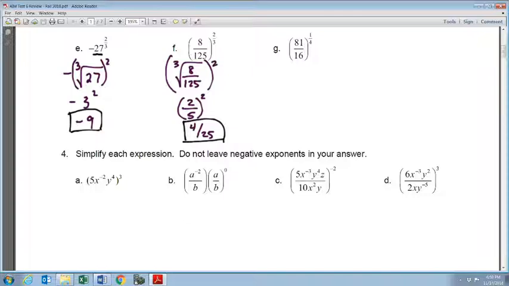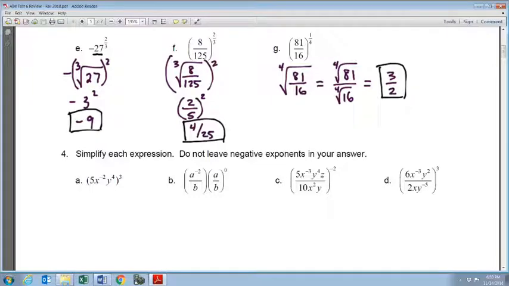So letter E, F, G, let's see, letter G is going to be a 4th root of 81 over 16. Now, you can solve it just like that, or you can break it into 2, but either way, we have to find the 4th root of 81 and the 4th root of 16. It's not going to be a very big number. It turns out that 3 to the 4th power is 81, so the 4th root of 81 is 3, and 2 to the 4th power is 16, so the 4th root of 16 is 2.